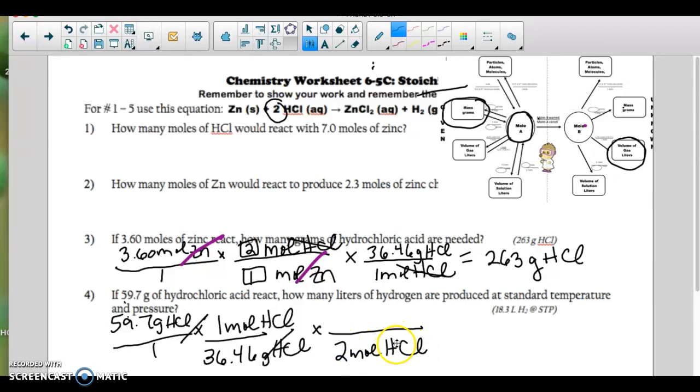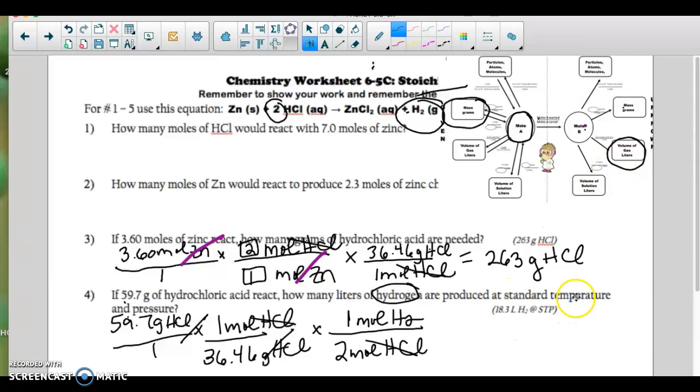And then I'm trying to go to hydrogen. So this time I'm going to use, this is my B. So there's 1 mole from the balanced equation for hydrogen. So I would cancel. I'm sitting here at moles. Now I'm going to go down.